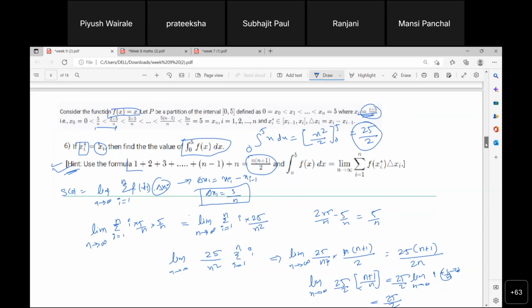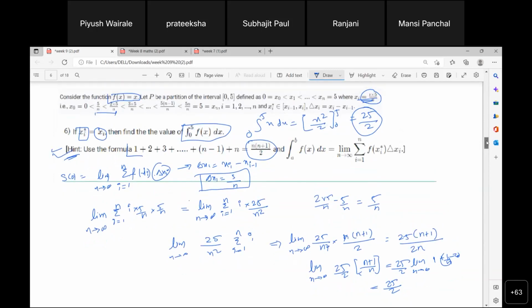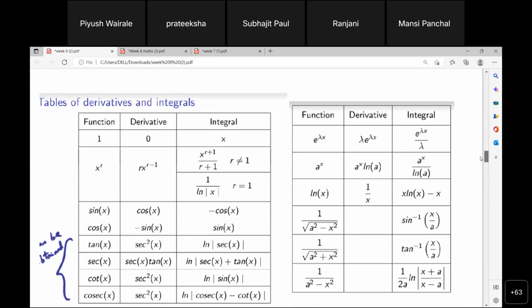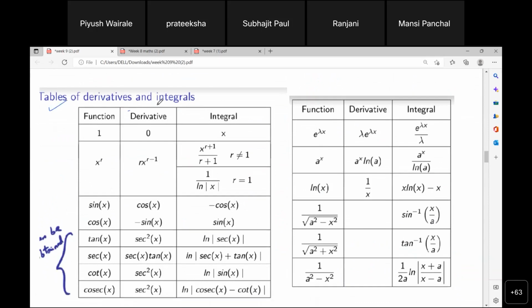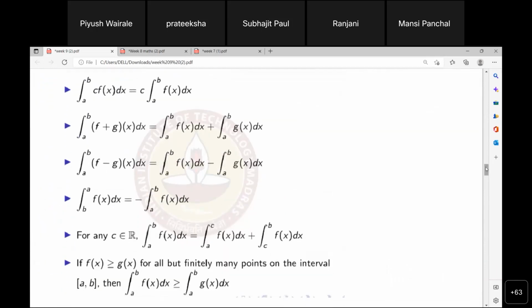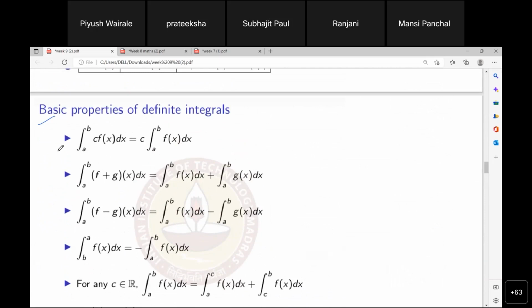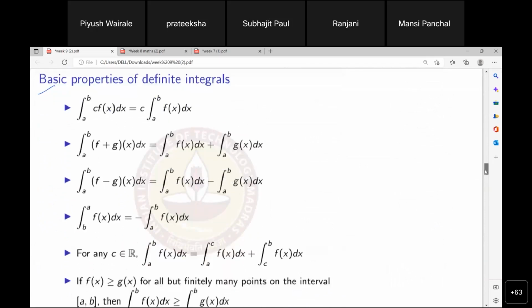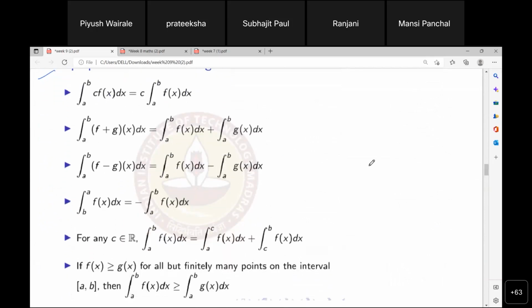Okay, so in this way you can solve any problems. Now just this table of standard derivatives and integrals, please refer to this. It is taken from slides only. You can go through it. There are some basic properties of definite integral also. You can go through it. While solving the question, you can apply those properties.